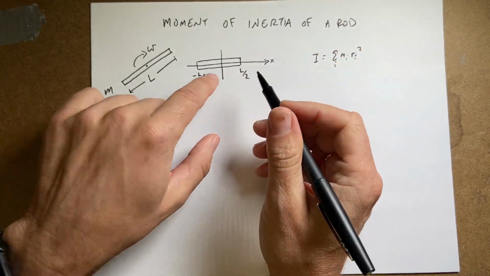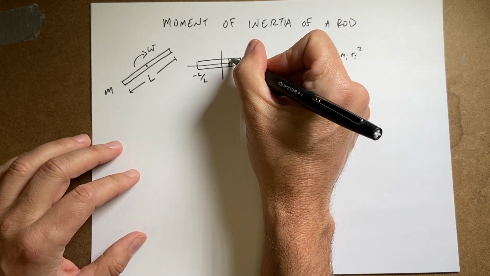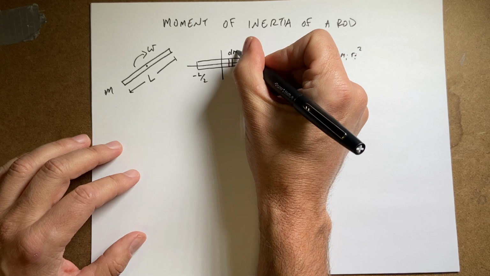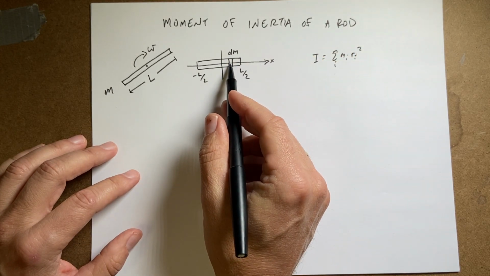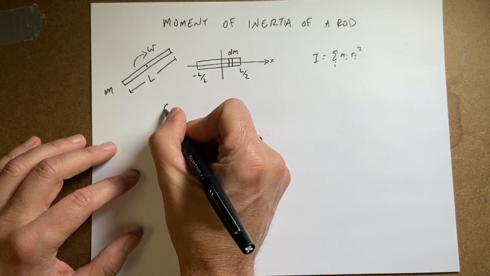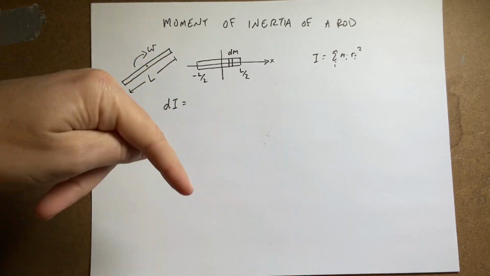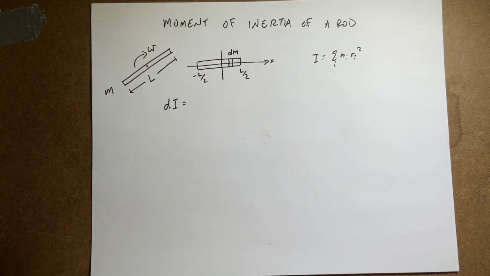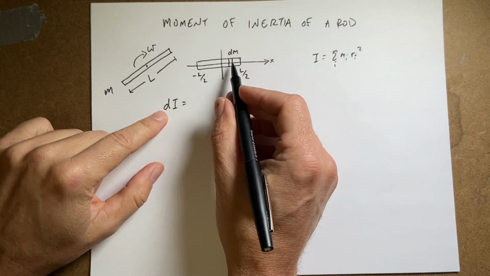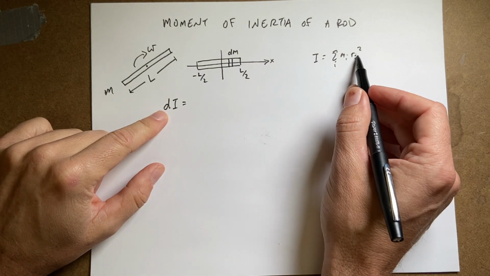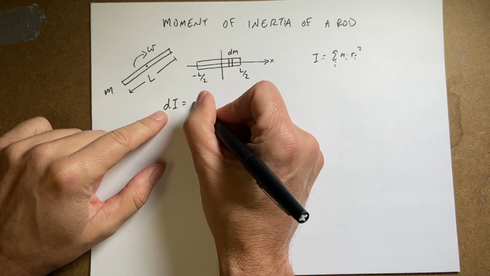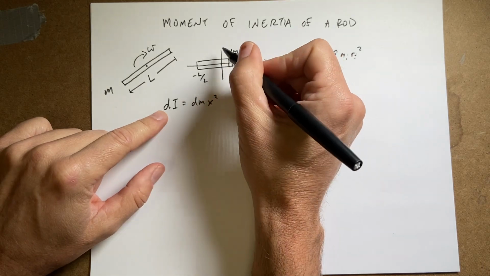So let's take our rod, and I have it centered at the origin along the x-axis, and I'm going to break this into a piece called dm. So now I can find the contribution to the moment of inertia due to this little piece, dI, and I'm using d instead of delta because I want to take the limit as the piece size goes to 0 and I get an infinite number of pieces, and that's integration. I'll include an explanation of integration down below. So this is just going to be its mass times its distance from the pivot squared. So this is going to be dm x squared because it has an x value of x.